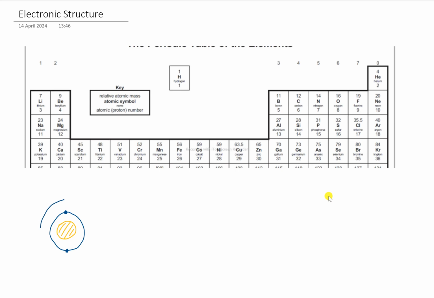On the next shell, I'm allowed 8. Now, some people put them in pairs. I prefer them in pairs because when you're doing a dot and cross diagram, it's just a bit easier. So now my second shell is only allowed 8. Here's my third shell. And again, that is only allowed 8 electrons. It's got no more room.